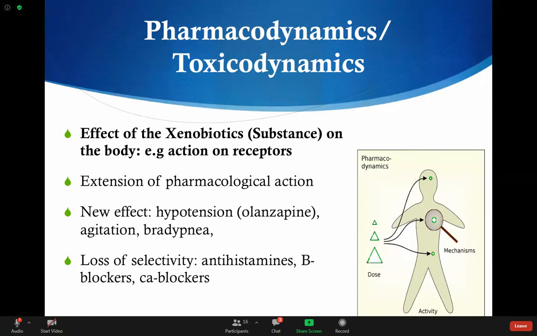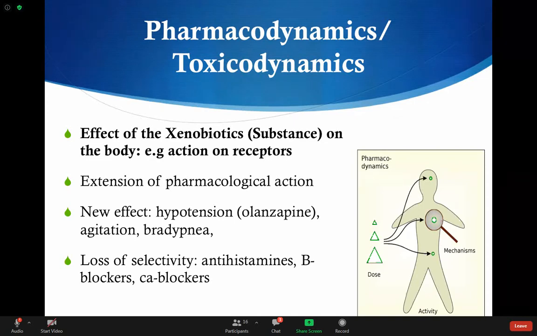All right. So pharmacodynamics, on the other hand, is what the substance or the toxin does to the body. Xenobiotic is any substance that's foreign to the body. So if someone takes a beta blocker, then what happens is usually we give it to slow the heart rate, right?